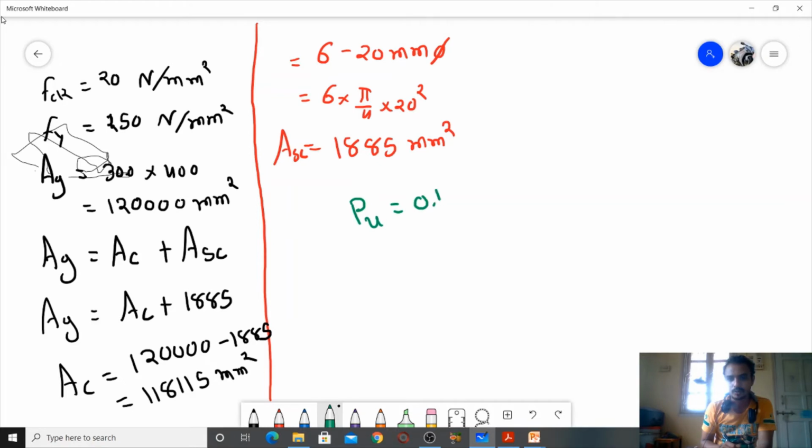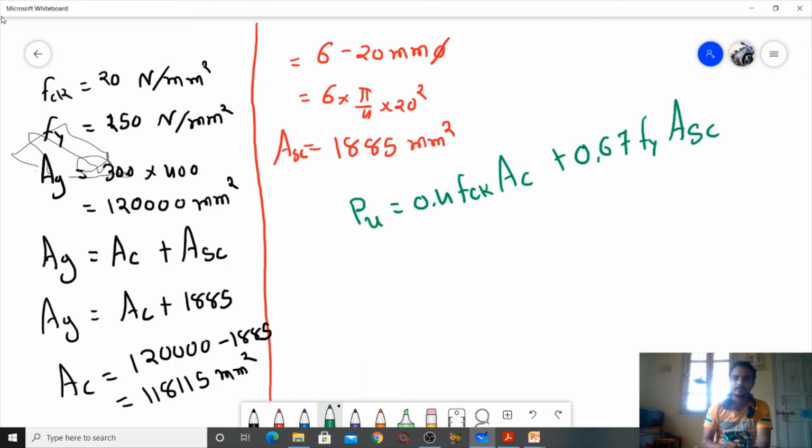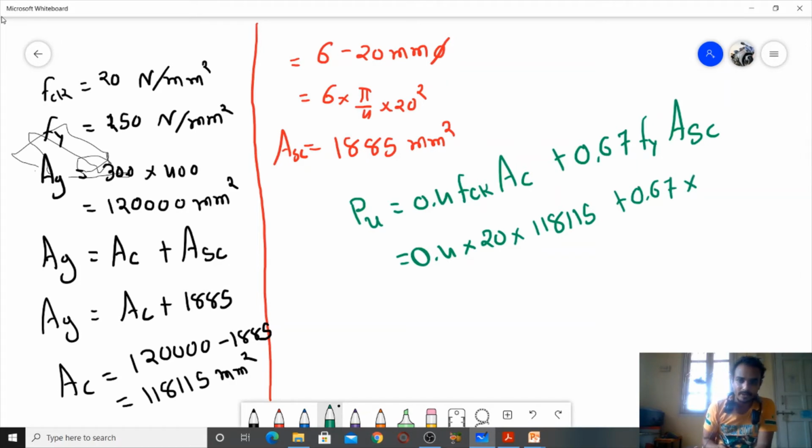Pu is equal to 0.4 fck Ac plus 0.67 fy Asc. We have the value here, 0.4. Fck is 20. Ac we find out, 11815, plus 0.67 into fy. Fy is 250 into Asc.